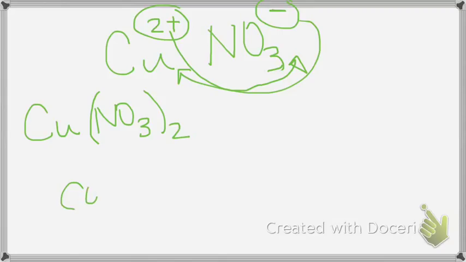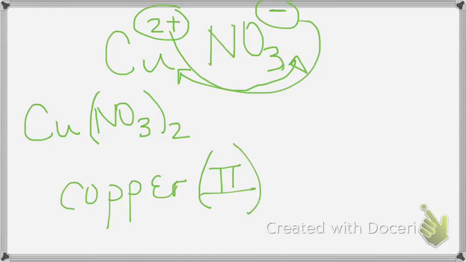So we name it as copper, but since copper can form more than one cation, we have to put in parentheses the Roman numeral showing what cation it is. This is copper 2, because it's a 2 plus, and then we just name the polyatomic anion, nitrate. So this becomes copper 2 nitrate.